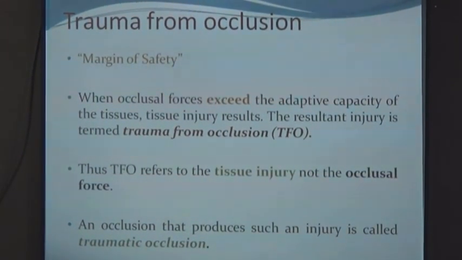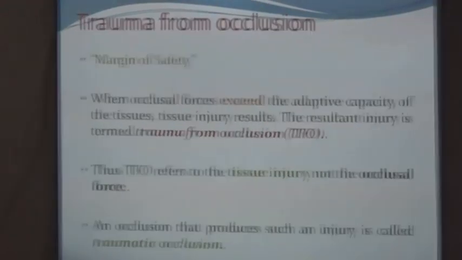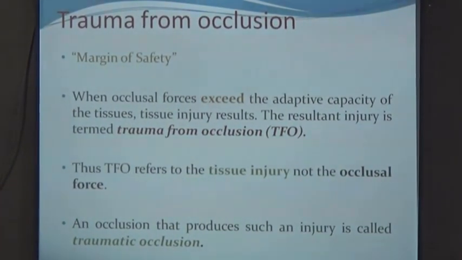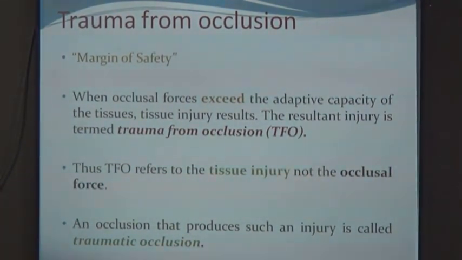So, trauma from occlusion is a tissue injury. When the occlusal force exceeds its normal adaptive capacity, what happens? There will be a tissue injury. When a trauma from occlusion question comes, you should remember tissue injury. So, when occlusal forces exceed the adaptive capacity of the tissues, tissue injury results. The resultant injury is termed as trauma from occlusion.